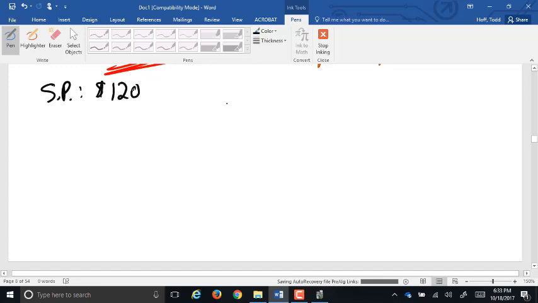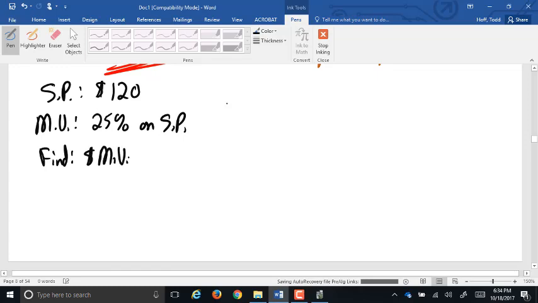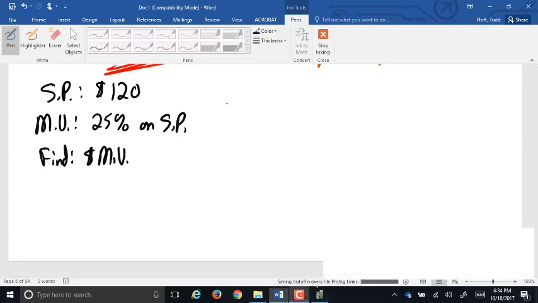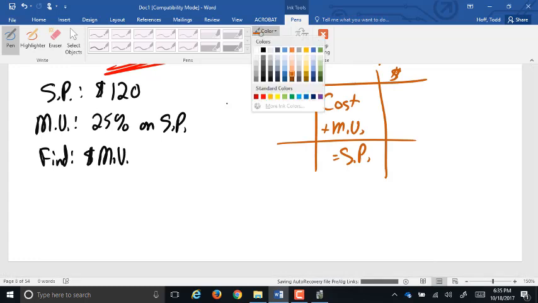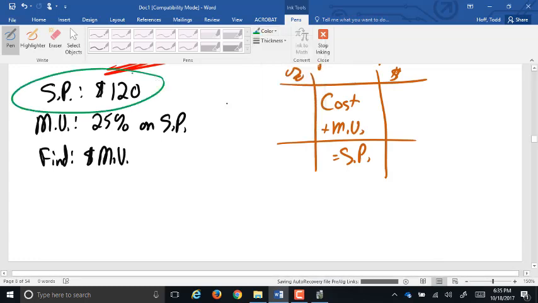So let's say we have a selling price of $120. Our markup, 25% on selling price. I want you to find the dollar markup. I'll give you a minute to find that. So let's put this together. 120 goes dollar amount of selling price. Very good.